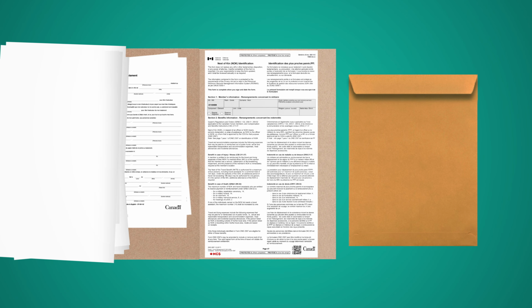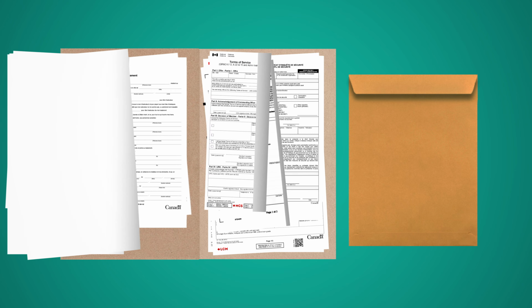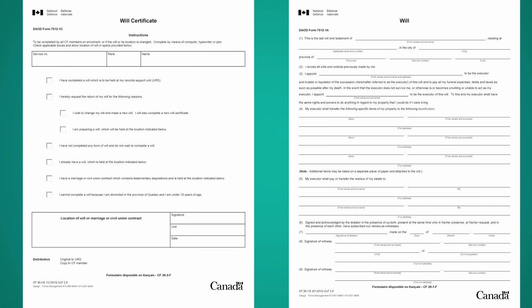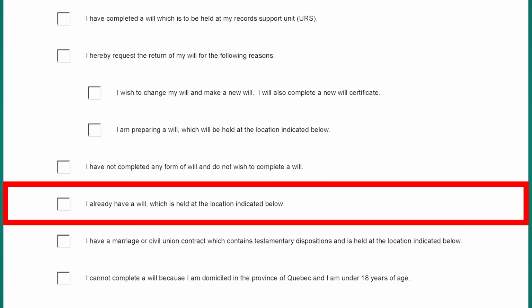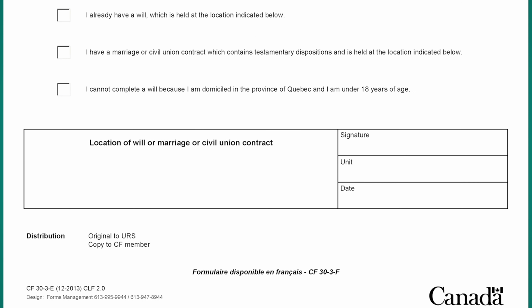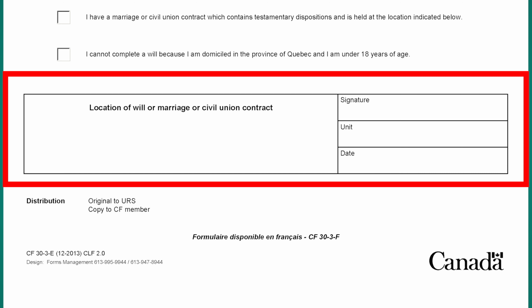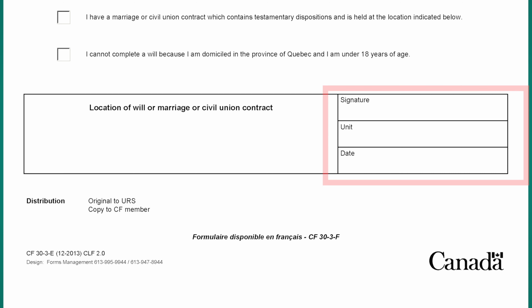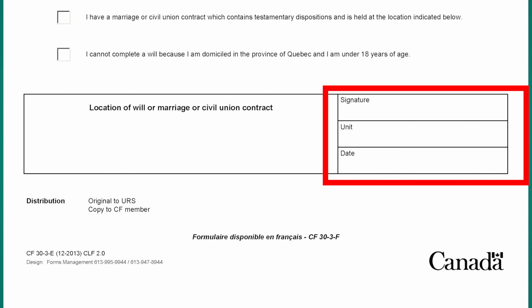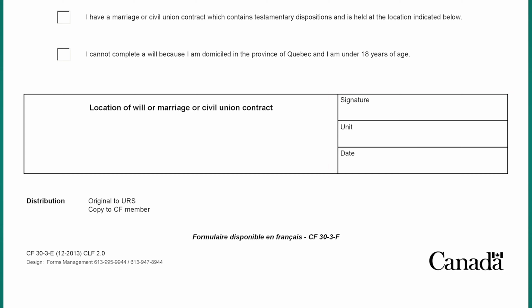Verification of the documents on the right side of the folder is now complete. Let's take a look at the documents on the left side. On the left side of the folder is either a declaration or a will. If it is a declaration, this indicates that A, you do not wish to make a will, or B, you already have a will, the location of which must be indicated in the box at the bottom of the page, or C, that you are a minor. Your signature is required in the bottom right-hand corner, in the specified area.